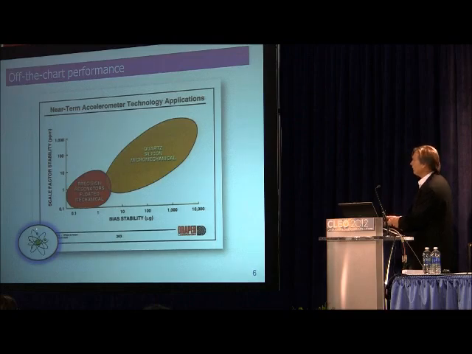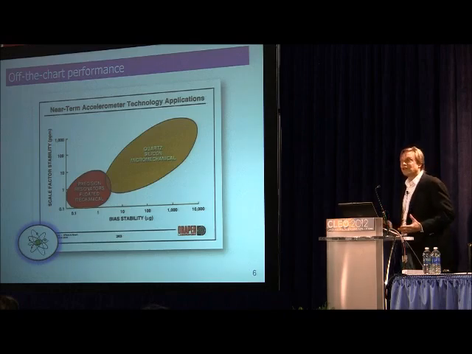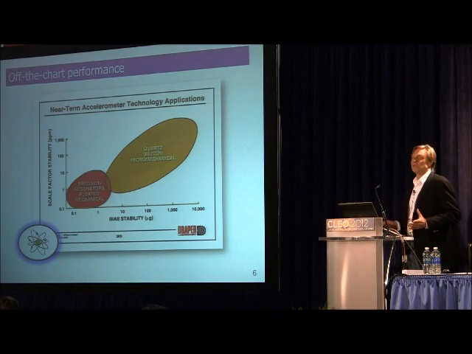Here we are with our atom sensors, orders of magnitude better in both scale factor and bias stability. It's like off the chart. And we saw this kind of behavior within 5 years after those first proof of concept measurements.